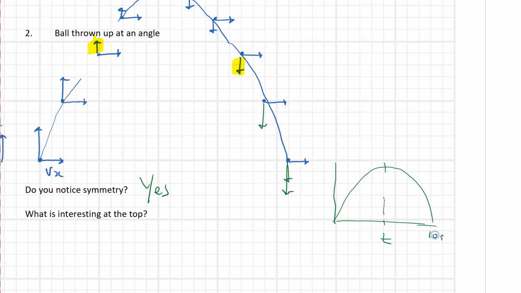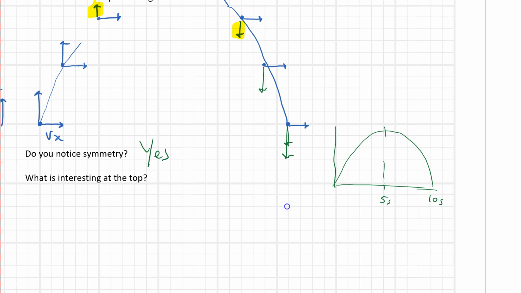So if I said the ball's in the air for 10 seconds, when is it at its highest point? 5 seconds, right? Unless you're dropping it off of a building or something like that, where it's going to fall for more than from where you started. What's interesting at the top? Well, at the top, the Vy is equal to 0. The Vx is still constant. So whatever that value was, it stays at that value.